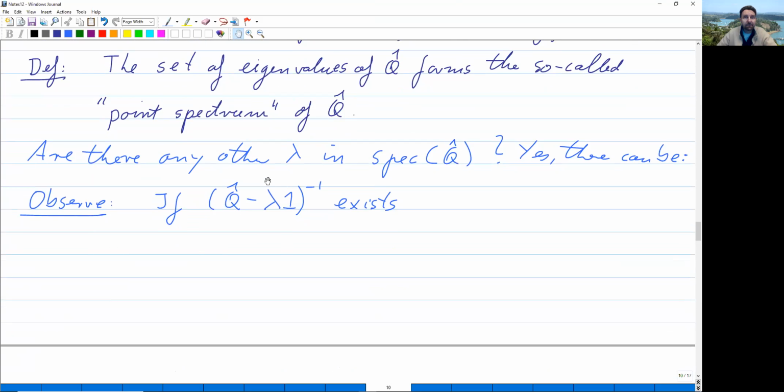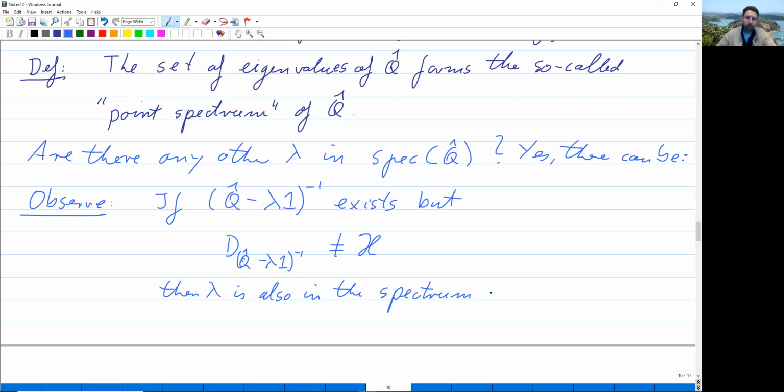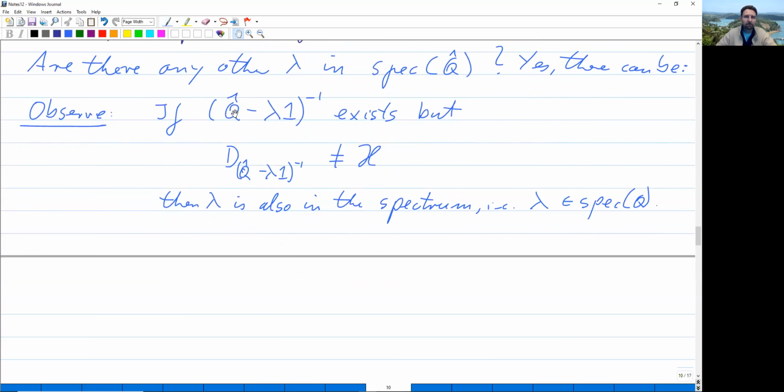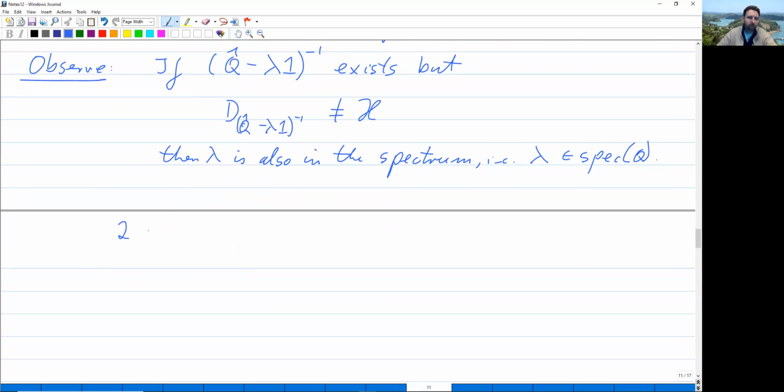So we observe that if that inverse exists, but the domain of Q hat minus lambda, the identity inverse, is not equal to the Hilbert space, then lambda is also in the spectrum, i.e., lambda is an element of spec of Q. And there are two possibilities now for exactly how this can happen.